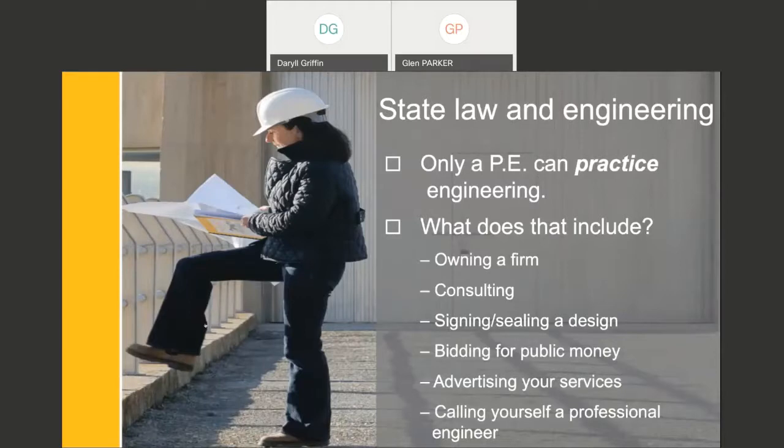If you want to bid for any public money, if you want to advertise yourself as a professional engineer, or if you even want to go around calling yourself a professional engineer, the state boards will be very interested in why you're doing that if you don't have a PE license.